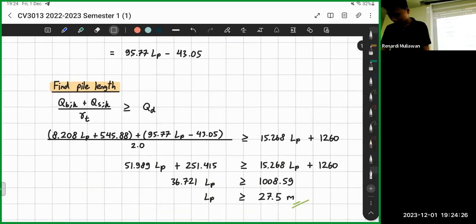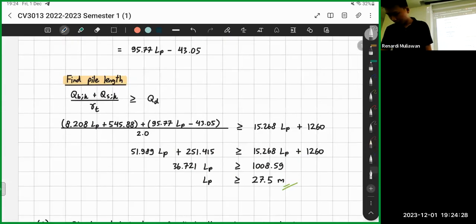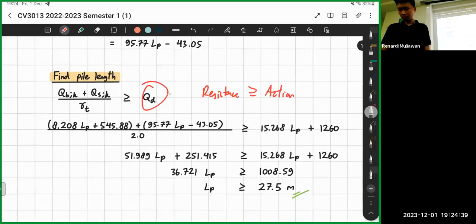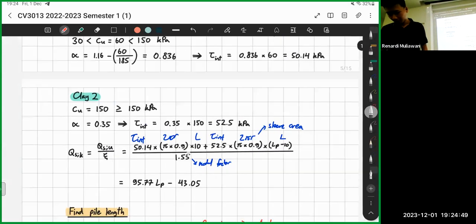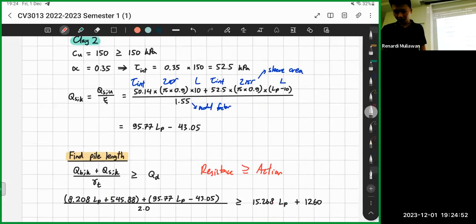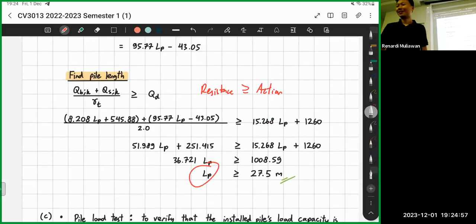Then from there, this means resistance is bigger than your action. Your action is Qd. Your resistance you need to divide by a partial factor again. The one just now is your model factor. Now it's a partial factor. So you divide twice. First time you divide by the model factor, second time you divide by the partial factor. Then you just solve for Lp. Anybody confused?